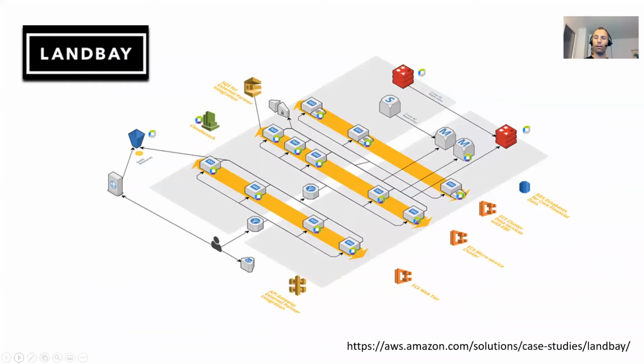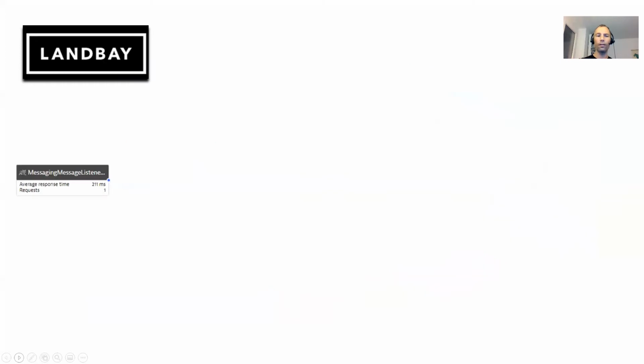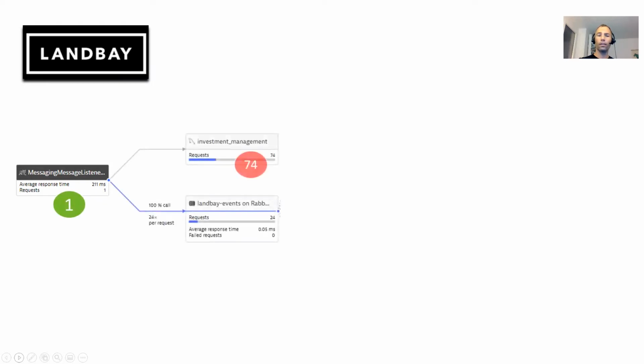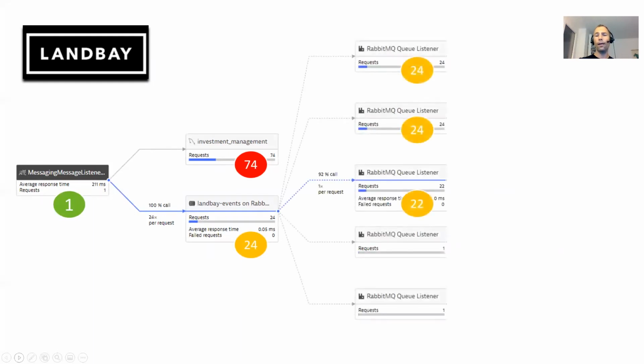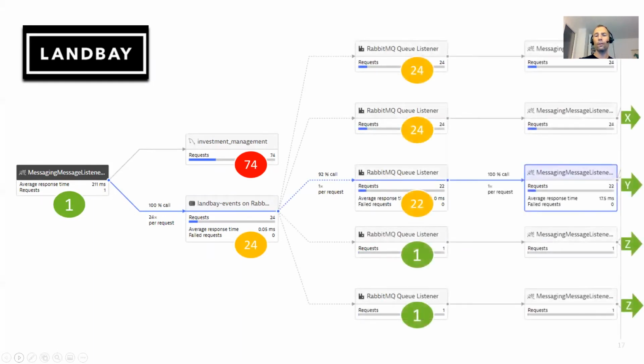To give another example, LANDBAY, another organization we worked with, and there's another case study out there, similar thing, looking at the distributed trace again. So they had an initial call coming in the front, then the call was split up into putting 74 entries in a database, 24 in a queue that are then picked up by RabbitMQ listeners. As you can see here, these messages were picked up and then processed in an asynchronous fashion, and then forwarded to all the different services in the back that were handling these.